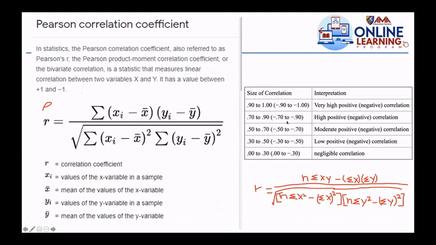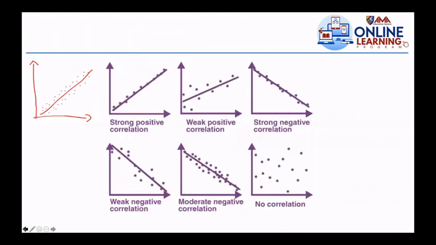Now, how do you interpret? For example, you compute already, you get this value between 0.9 and 1. You say very high correlation. If it's negative, very high negative correlation, and so on and so forth. So numerically, we can describe your correlation in 4 ways: very high, high, moderate, low. Whereas graphically, we can have 3 ways: strong, weak, moderate, and no correlation, if you want to show it in terms of the scatter plot.